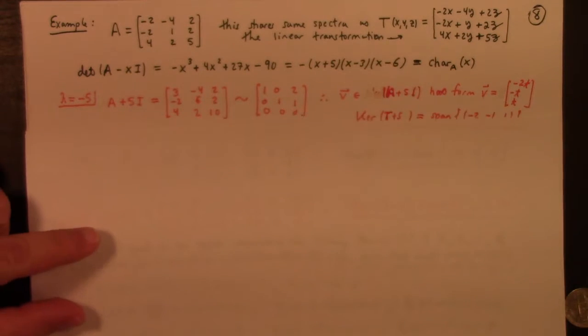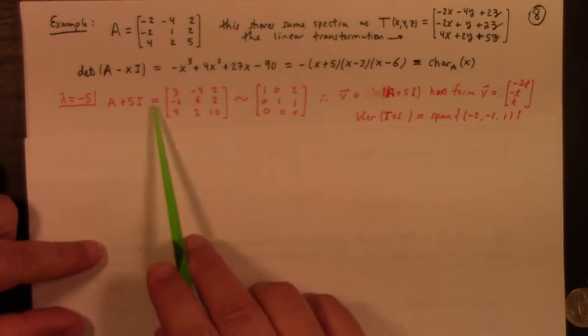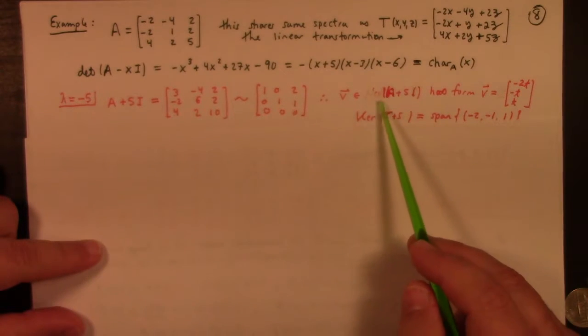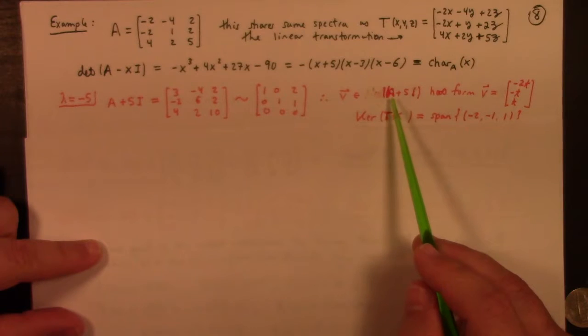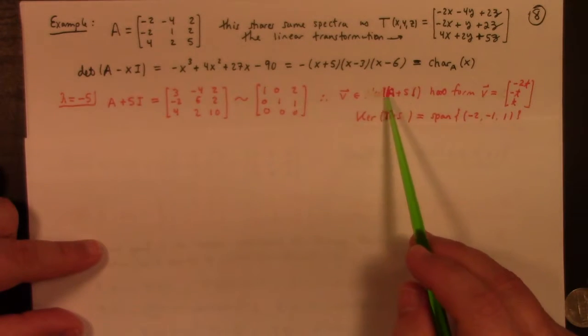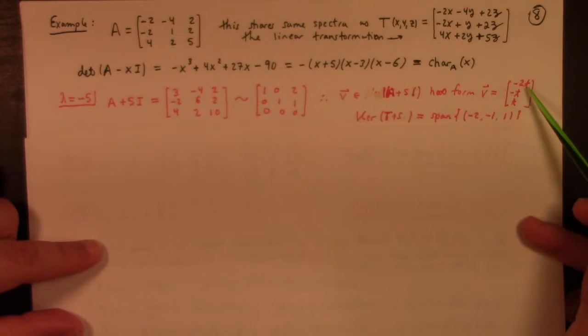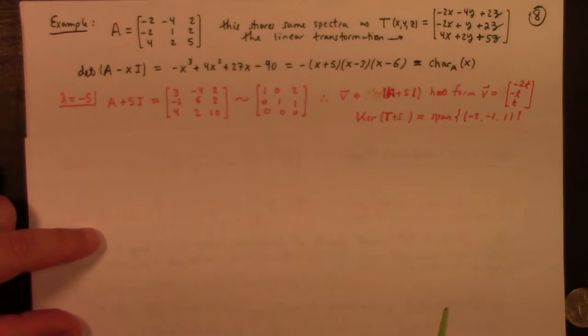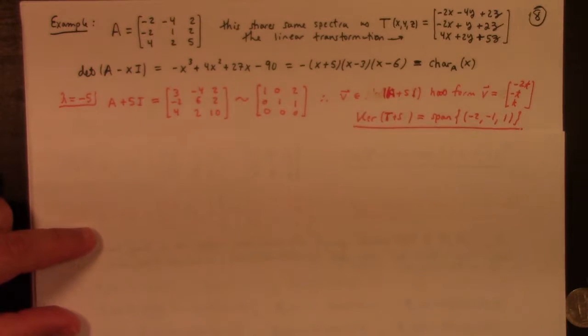So for minus 5, you do the row reduction on this, you get that. I have trouble with my markers writing over the other things. Sorry about this. This is supposed to be the null space of a plus 5i. So the null space of a plus 5i has the form of a scalar multiple of minus 2, minus 1, 1. So in other words, the basis for the kernel of t plus 5 is minus 2, minus 1, 1.